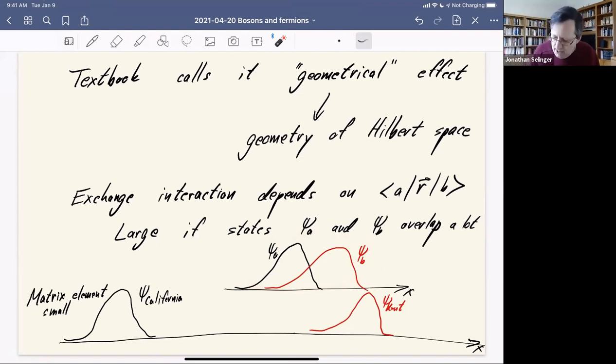So here, the overlap matters a lot. The symmetry of the wave function matters a lot. I think that's what I wanted to say about section 5.1. So that is the introduction to the concepts of bosons and fermions.